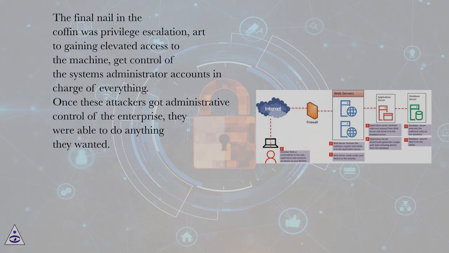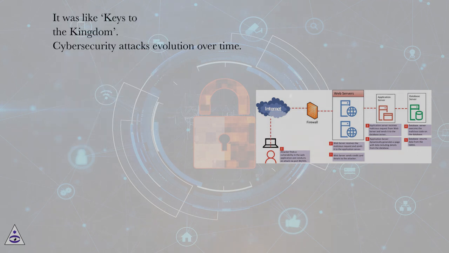The final nail in the coffin was privilege escalation, the art of gaining elevated access to the machine, to get control of the system's administrator accounts in charge of everything. Once these attackers got administrative control of the enterprise, they were able to do anything they wanted. It was like keys to the kingdom.